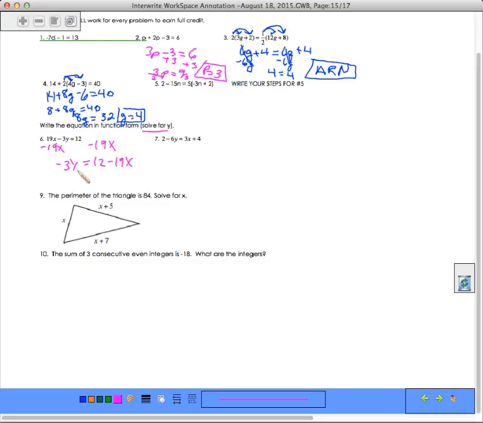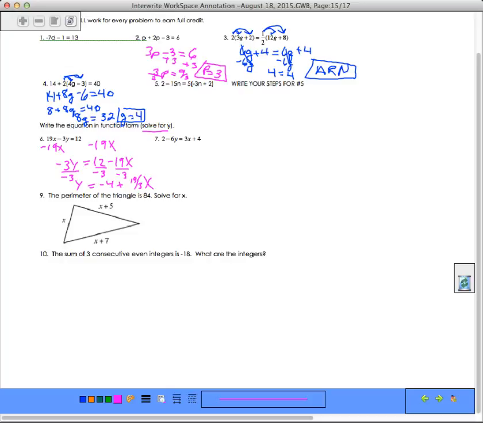Then all I have to do is divide everything by negative 3. If it divides nicely, go ahead and divide it out. So for instance, 12 divides nicely by negative 3, that's negative 4. And then a negative divided by negative is a positive, and I'll just leave that 19 over 3x. Okay, number 7 is for you to try.